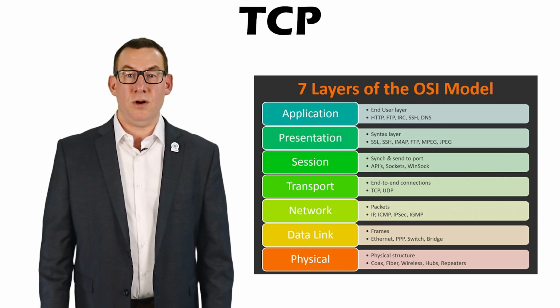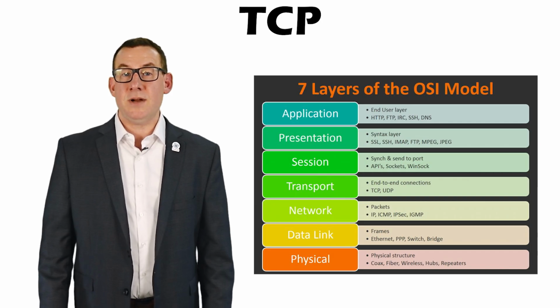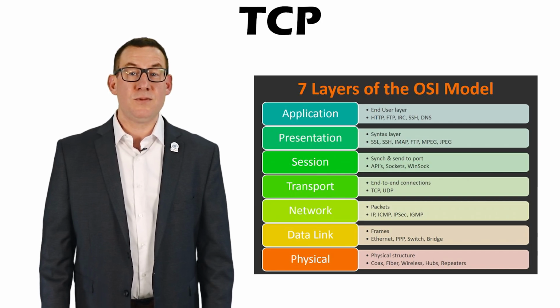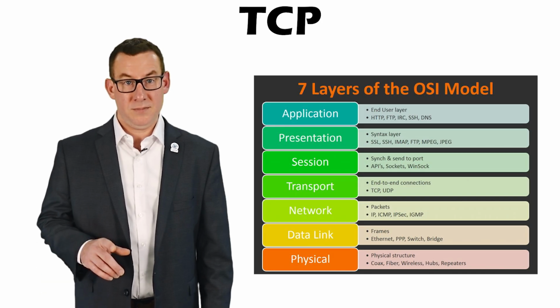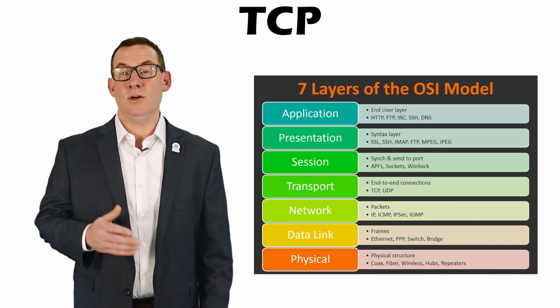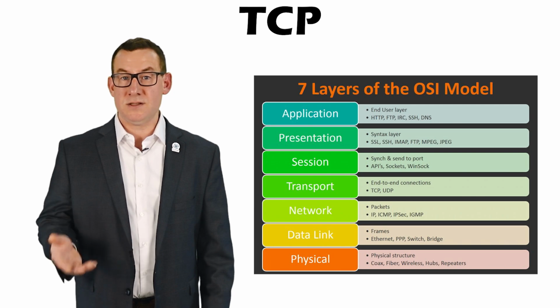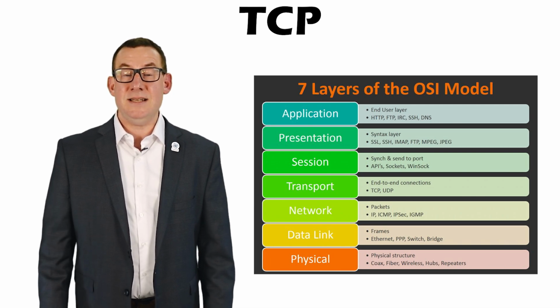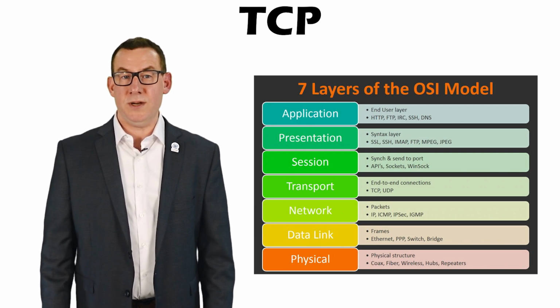Transmission Control Protocol, or TCP. Transmission Control Protocol is reliable but slow. TCP verifies packet order and resends any lost data. TCP is used for downloads or email.